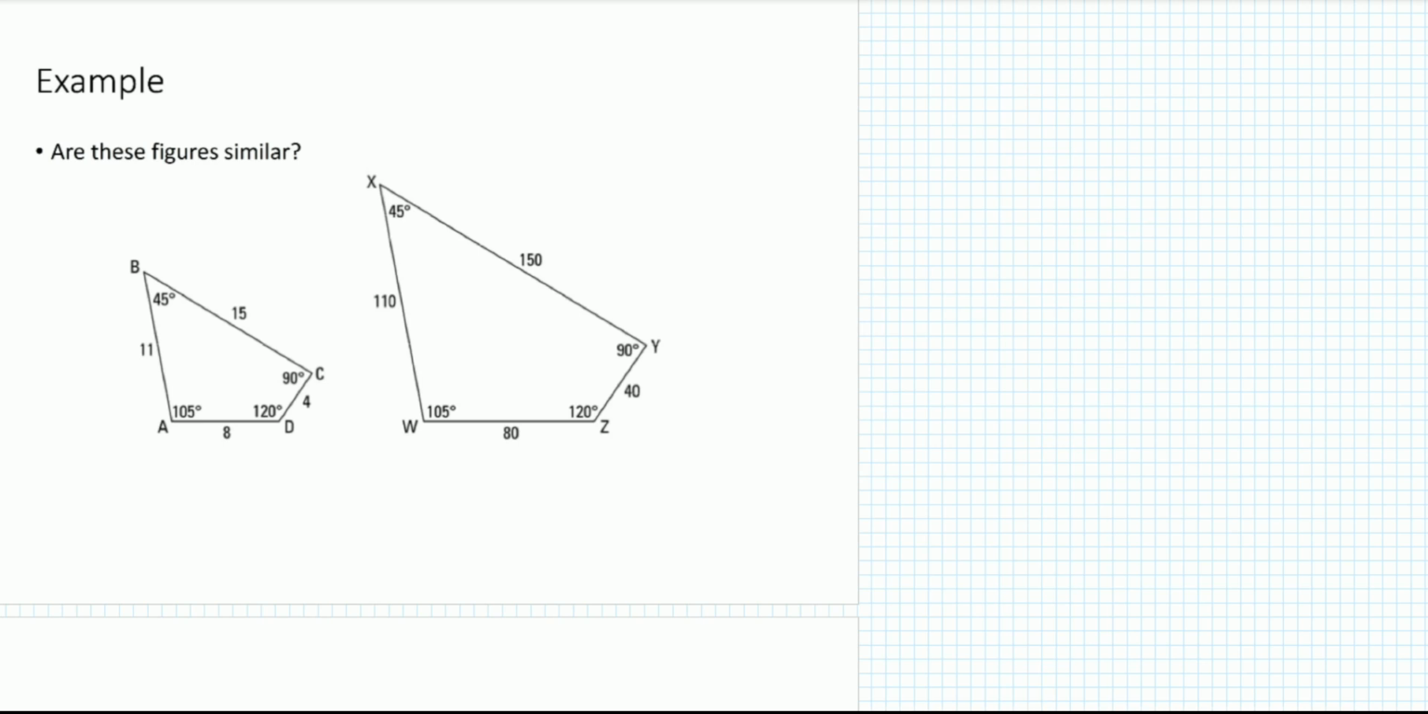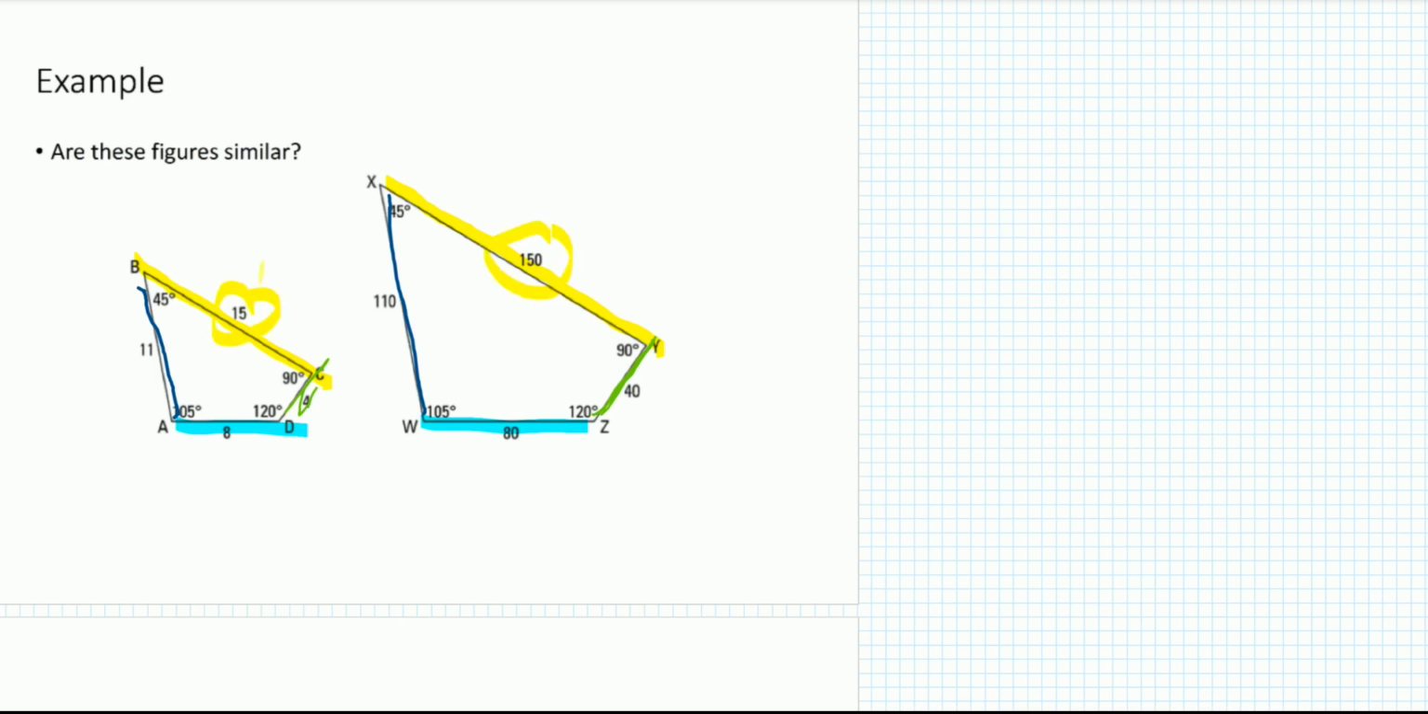Because of the shape of the figure, it's a little easy to compare sides. BC is going to be corresponding to XY. We can say WZ is corresponding to AD. We can say that BA is corresponding to XW, and then CD is corresponding to that one. And then if we just start comparing all the sides, let's go ahead.